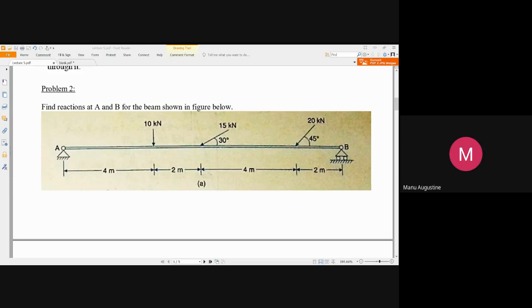Okay. Now moving on with this example. The question says, find reactions at A and B for the beam shown in figure below. This is the figure. Now, before proceeding with the reactions and what the question is asking, let us understand what the figure is showing you.